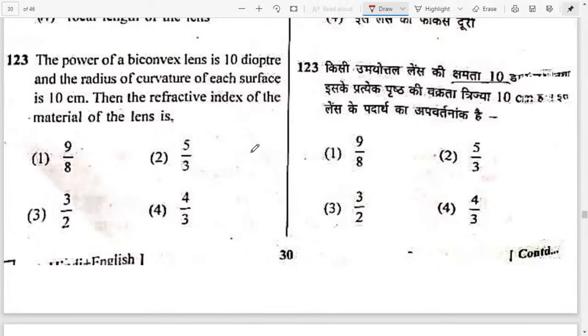Next, question number 123. The power of a biconvex lens is 10 dioptre and the radius of curvature of each surface is 10 centimeters. Then the refractive index of the material of the lens is, it is 3 by 2. Option number 3 is correct option, students.